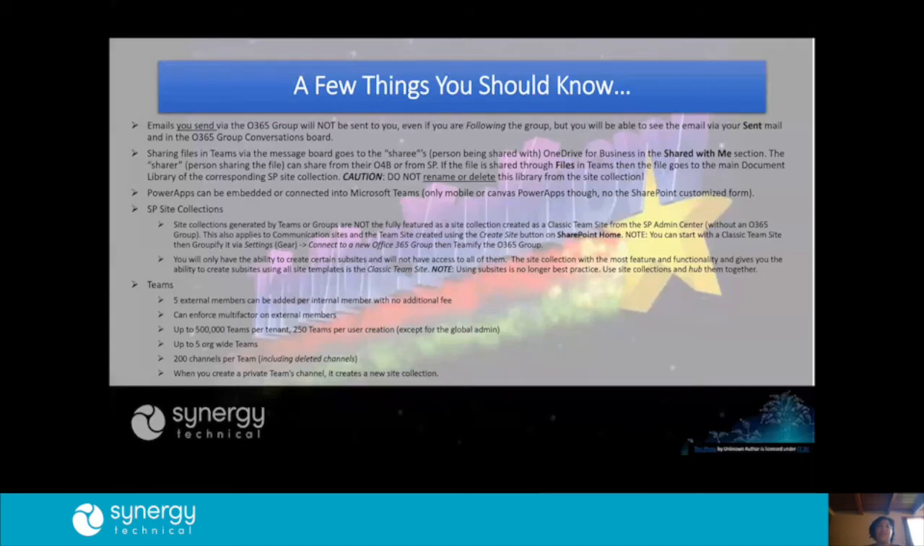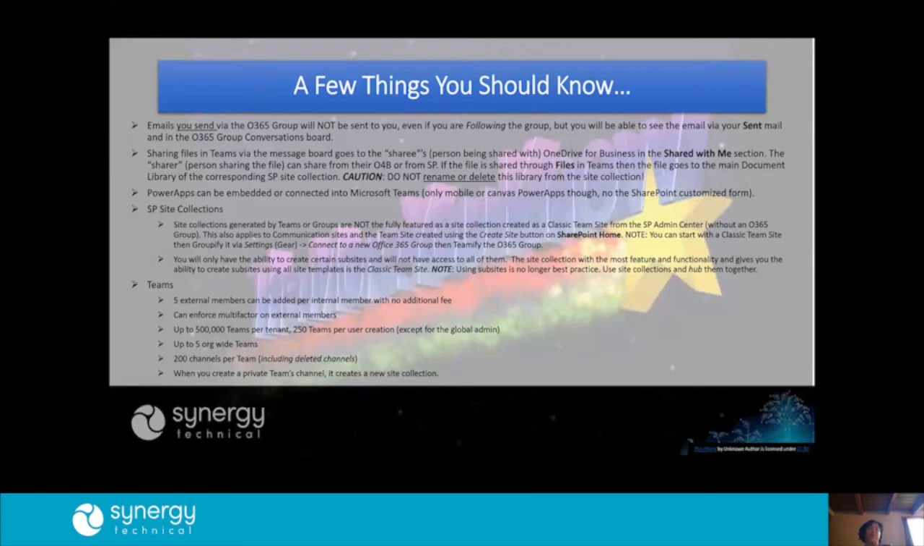Sharing files in Teams via the message board goes to the person that you shared it with, in their OneDrive for Business shared with me section. So if you're in a one-on-one conversation, or maybe a one with a few people conversation, instead of it going into files, it would actually go into the person that you shared it with. It would go into their OneDrive, into the section that's labeled shared with me.